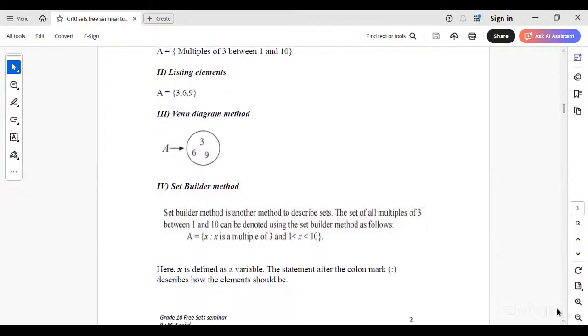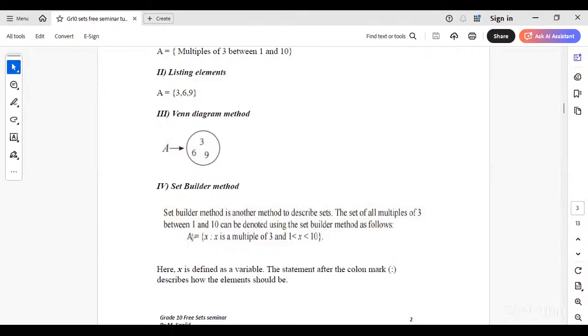Set builder method is another method to describe sets. The set of all multiples of 3 between 1 and 10 can be denoted using the set builder method as follows. Here we have a specific method of writing, right? Please look carefully. The set of all multiples of 3 between 1 and 10, we write like this as set builder method.